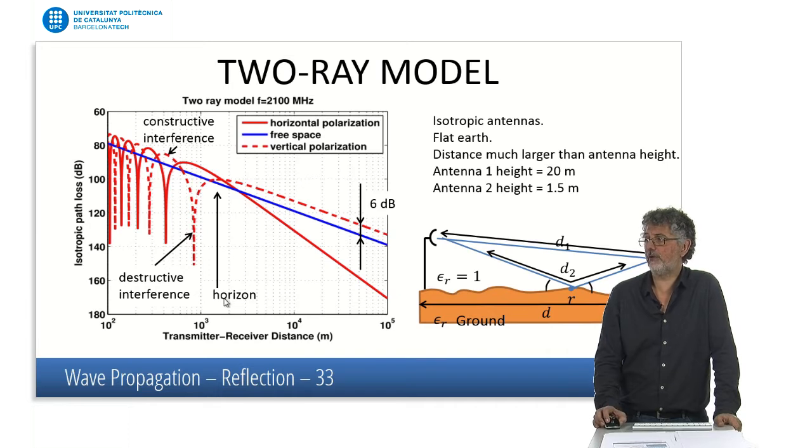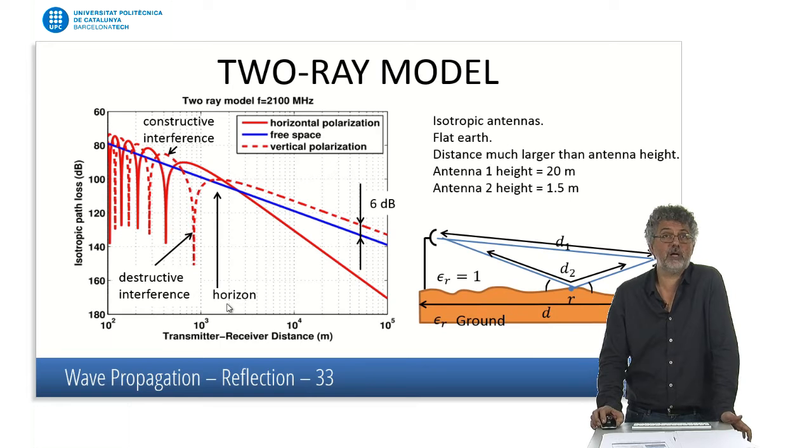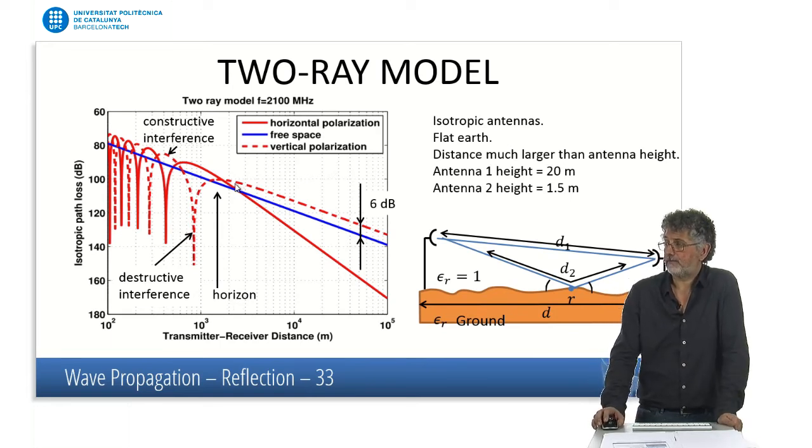Of course, this is a flat Earth model, so it doesn't make sense to extend it to very large distances because we have the horizon. But in any case, it's also important to notice that for large distances we have two different behaviors depending on the polarization. For vertical polarization, we gain 6 dBs compared to free space propagation, while for horizontal polarization we see that the attenuation as a function of the distance has a much higher slope than we would have considering just free space propagation.